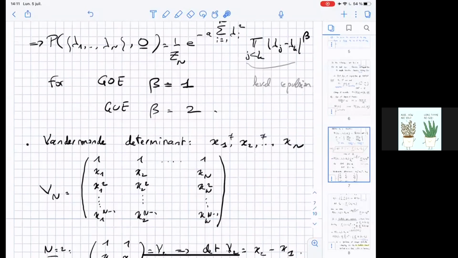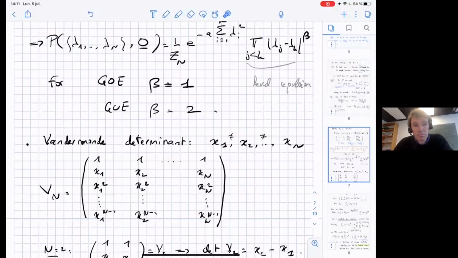Is that something like level attraction, lambda i plus lambda j? Yeah, exactly. As far as I know, at least. I'm not saying that maybe you can come up with a very exotic matrix model, but all the matrix models that I know are of that form. Thank you.